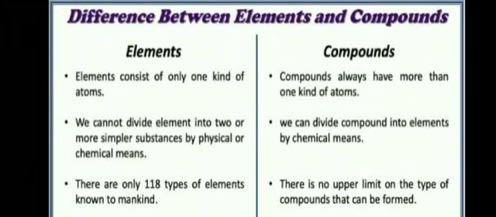There are only 118 types of elements known to mankind. There is no upper limit on the types of compounds that can be formed. So compounds are formed by the combination of two or more elements. So n number of compounds are present, whereas only 118 types of elements are known to mankind.